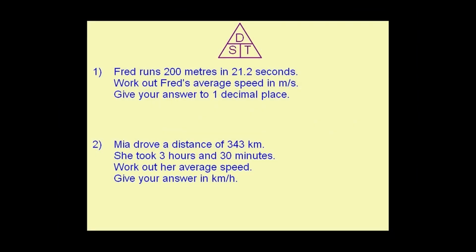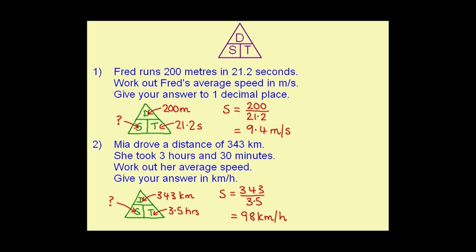Here are 2 questions for you to try. Press pause and have a go. When you're ready for the answers, press play. Here are the answers. For the second question, I hope you realised that 3 hours and 30 minutes is 3.5 hours, which we can write as 3.5. Using this, we'll get the right answer.